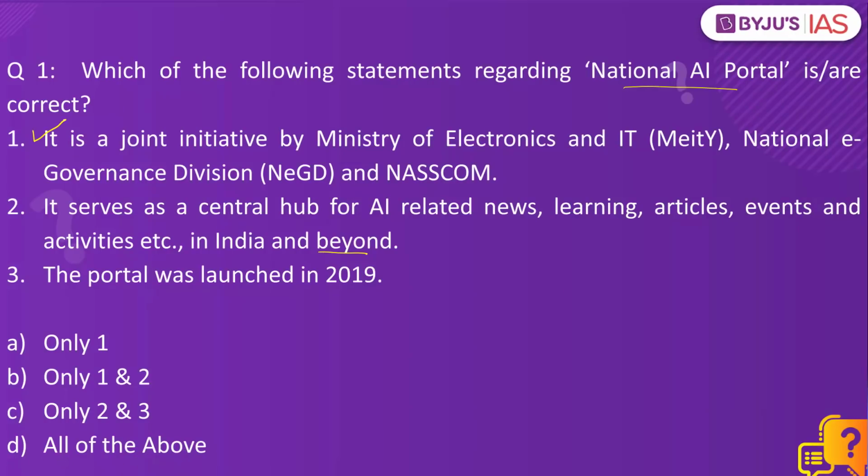Statement 1 is correct because this portal is a joint initiative by Ministry of Electronics and Information Technology and National E-Governance Division and NASSCOM. NASSCOM is National Association of Software and Services Companies. This portal serves as a central hub for artificial intelligence related news, learning, articles, events in India as well as beyond. But this portal was launched in the year 2020, not in the year 2019. So statement 3 is incorrect. 1 and 2, B is the right answer.